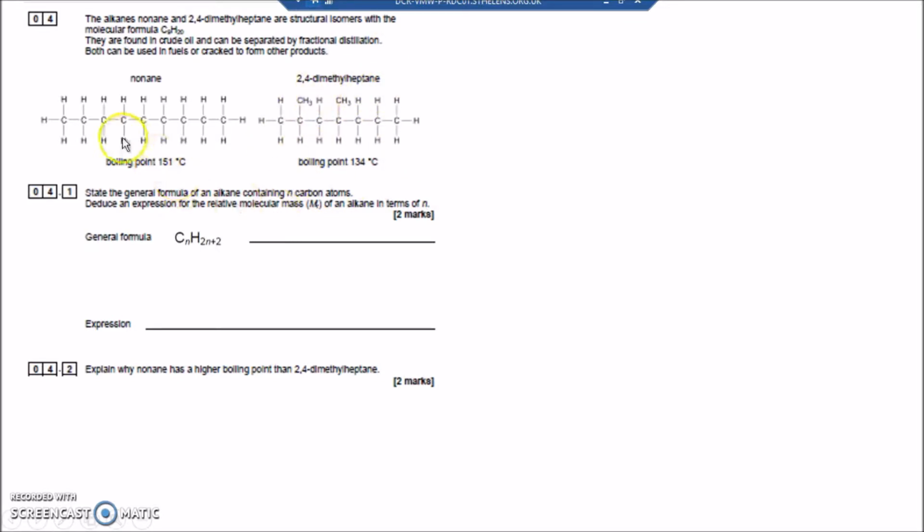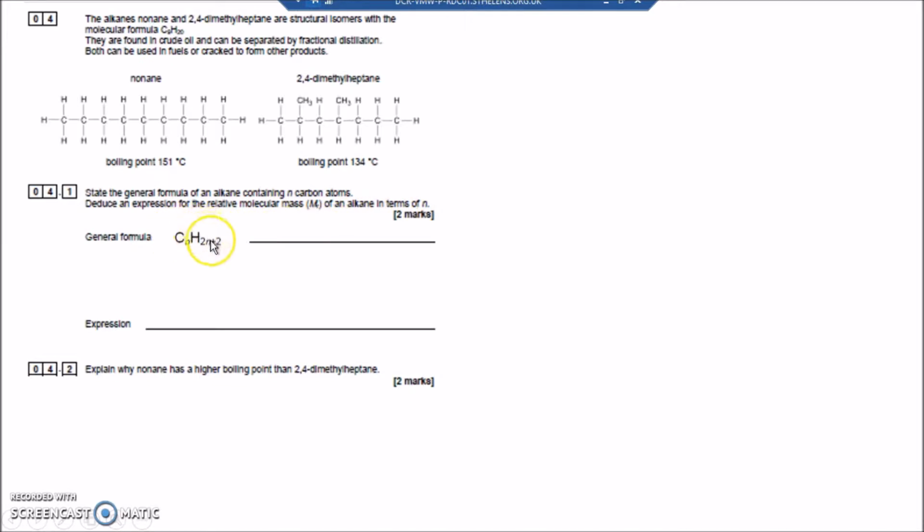So CnH2n+2. If you want to check that, 1, 2, 3, 4, 5, 6, 7, 8, 9 in nonane, and 1, 2, 3, up to 20 hydrogens. So you've taken the 9, multiplied by 2 to make 18, and added 2 to get the number of hydrogens, which is 20. So CnH2n+2. Deduce an expression for the relative molecular mass of an alkane in terms of n.